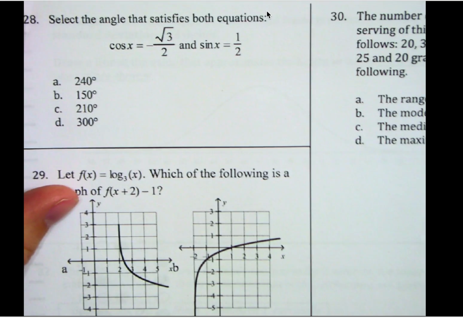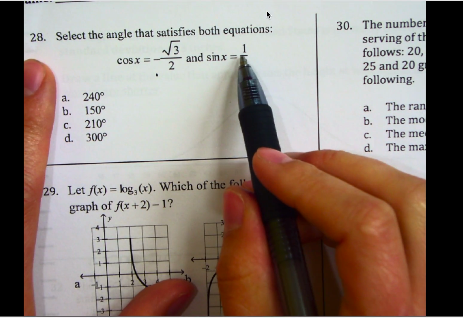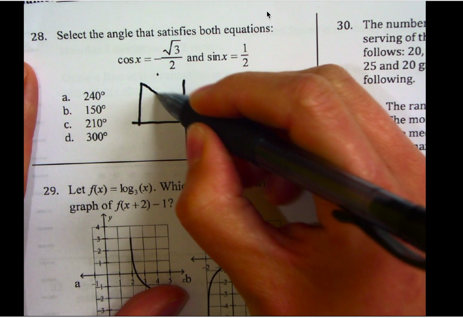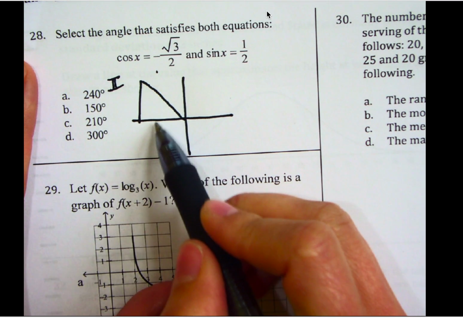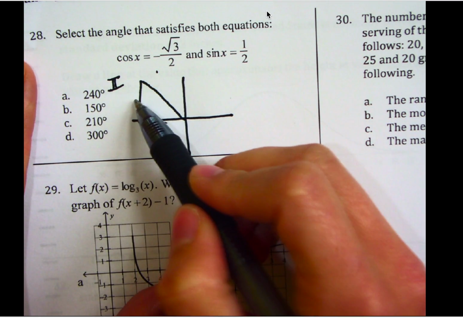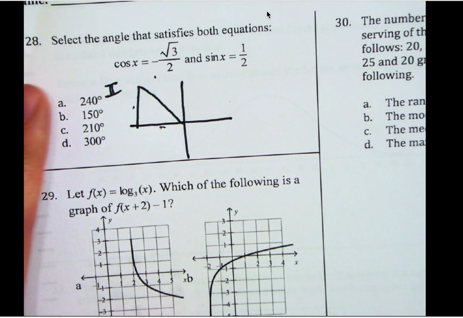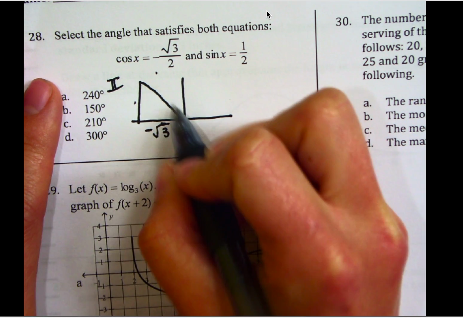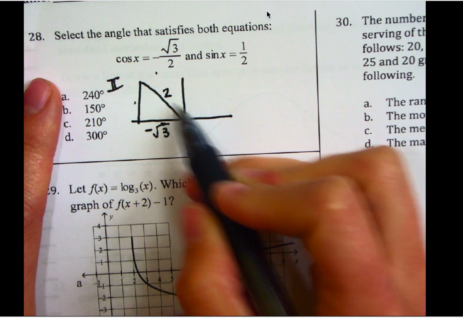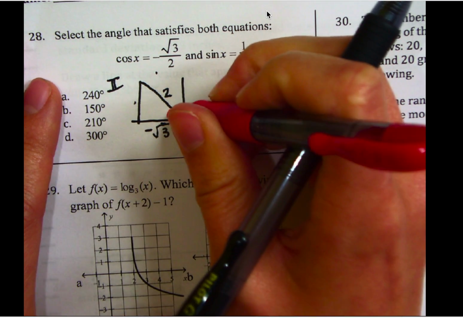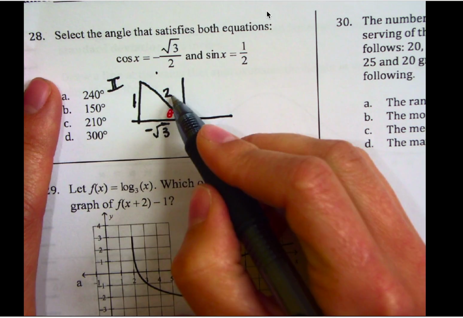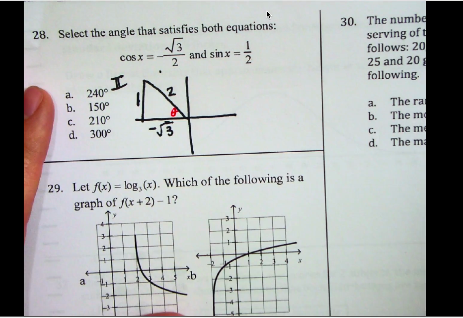Number 28, select the angle that satisfies both equations. So we have a negative cosine and a positive sine. Negative cosine and positive sine is going to take us to quadrant 2, right? This is where you have a negative cosine or negative x value and a positive y value or positive sine. So if I label that based on what they give me, cosine, I have negative square root 3 over 2, adjacent over hypotenuse from this reference angle right here. And then sine, which means opposite over hypotenuse, gives me opposite over hypotenuse. So I'm looking for this angle here.